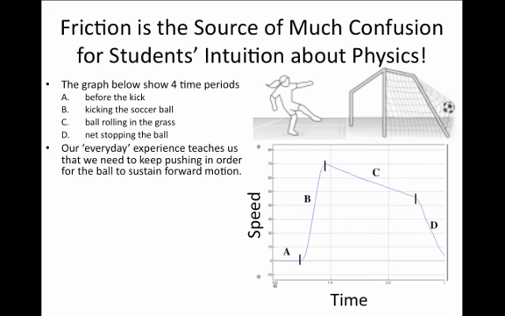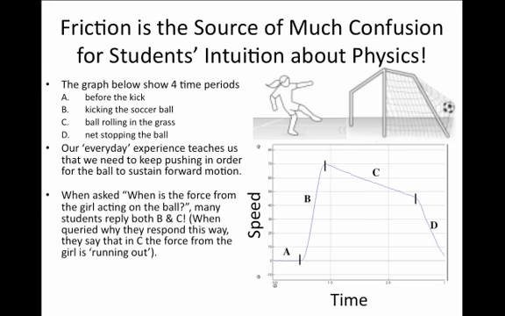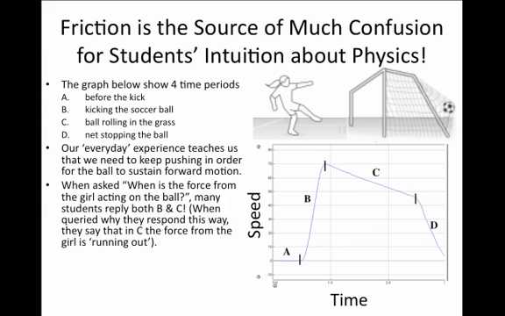So in time period C, the thing to impress upon ourselves is that it actually is being acted upon by another force. That's the force of friction. And yet, when people are asked, when is it that the force of the girl and her kick is acting on the ball, they tend to respond both B and C. It's just that in time period C, so many people say, the force of the girl is running out, confusing the notion of force, which was taking place back when her foot was in contact with the ball, with the idea of energy, which we've yet to talk about in this course, which in fact does get dissipated away from the ball.